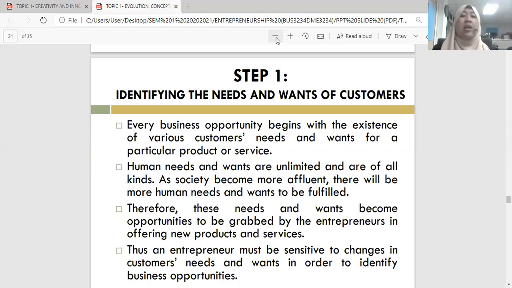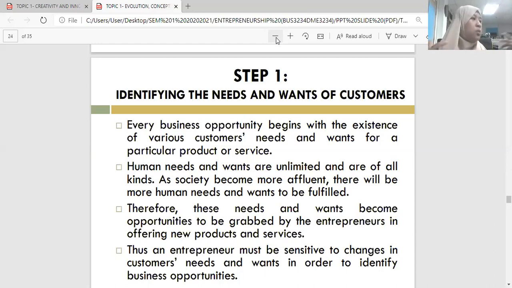They keep doing R&D because why? Because of human wants, and they need something like satisfaction in technology, advances, innovation. So that's why they will be offering new products and services. And thus, entrepreneurs must be sensitive to change.